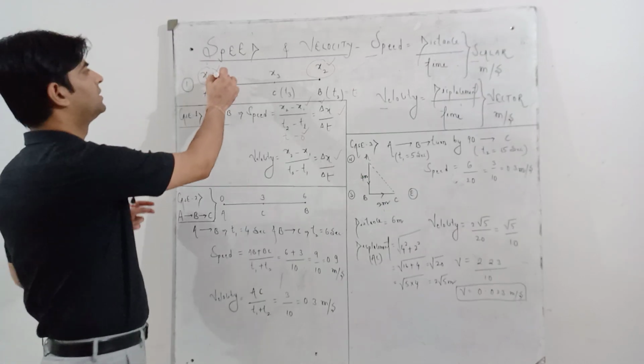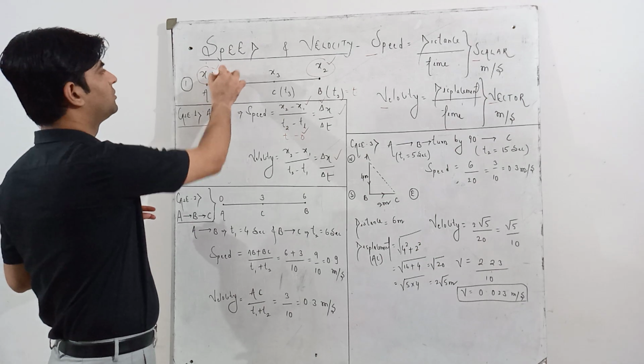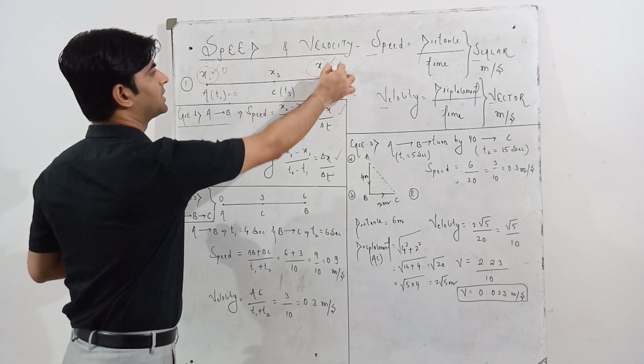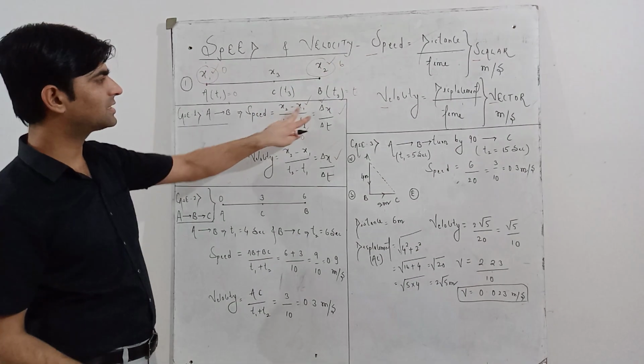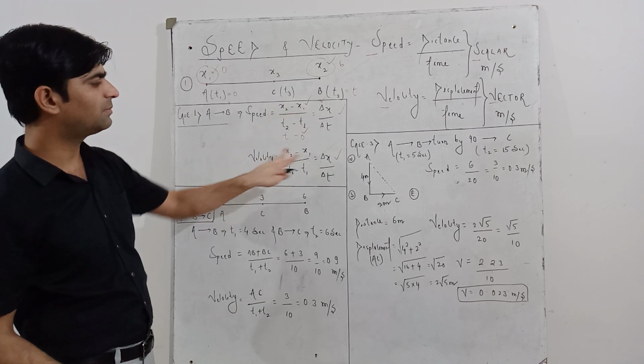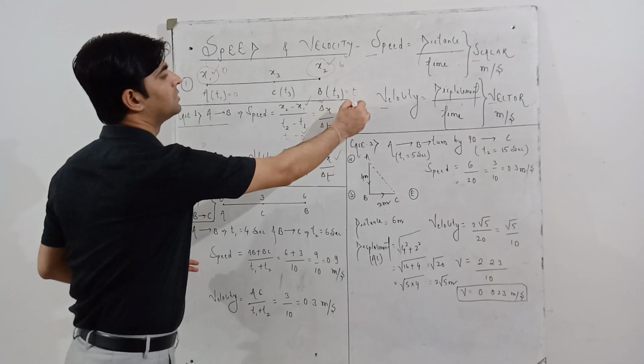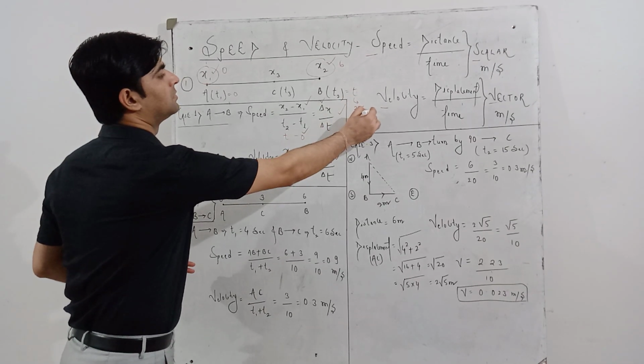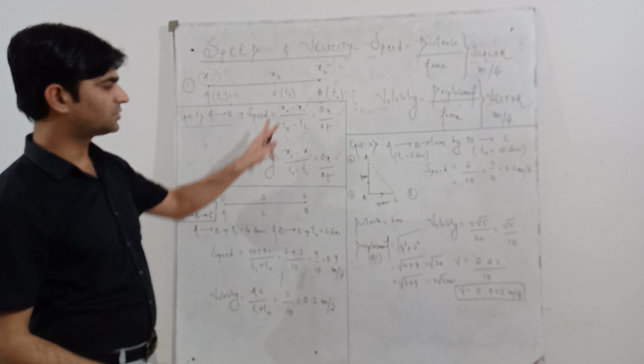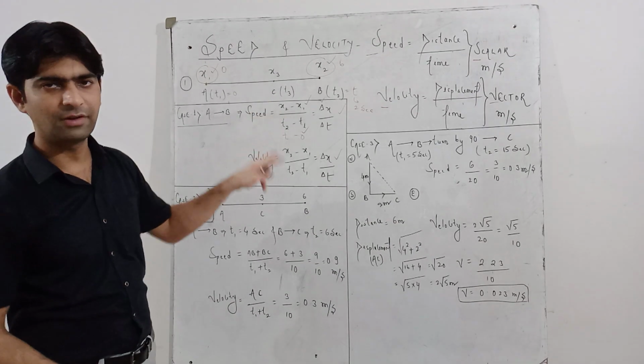Suppose I take x1 to be 0 and x2 to be 6. So here also it is x2 minus x1, so 6 minus 0. Here also it will be 6 minus 0. Initial time you may take 0, and if I take it as 2 seconds, again it will be 2 minus 0 for both speed and velocity.